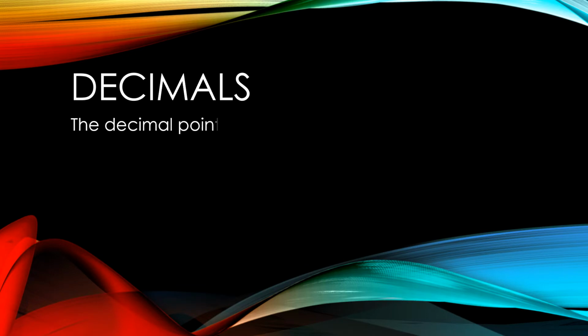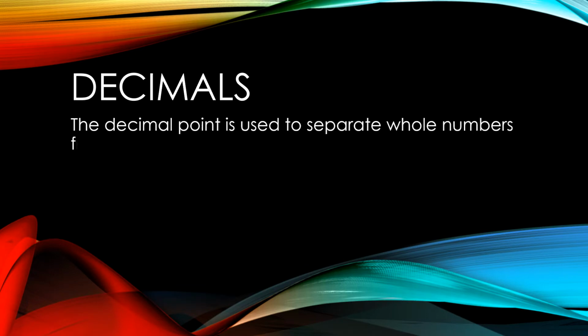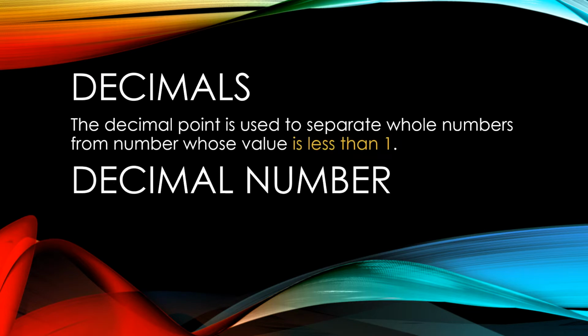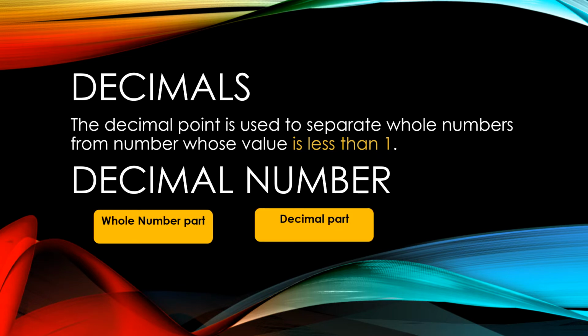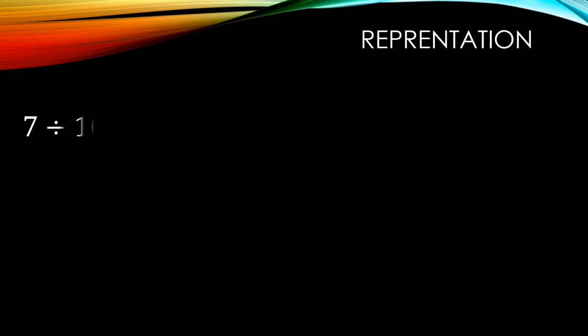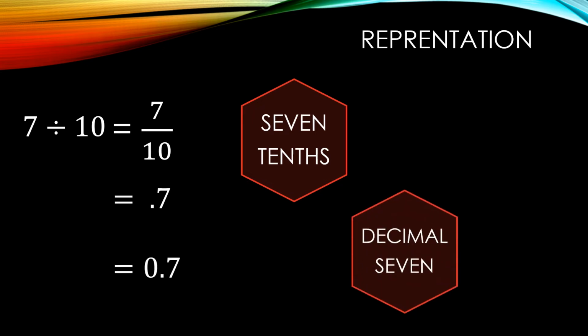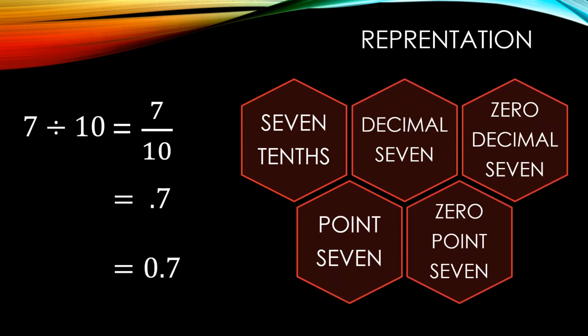What is decimal? The decimal point is used to separate whole numbers from number values less than 1. A decimal number consists of two parts, whole number part and decimal part. These two parts are separated by a dot. For example, 7 divided by 10 is equal to 7 upon 10. We read it as 7 tenth, decimal 7, 0 decimal 7, 0.7. See, in this example, 0 is a whole number part and 7 is a decimal part, and these two parts are separated by a dot.